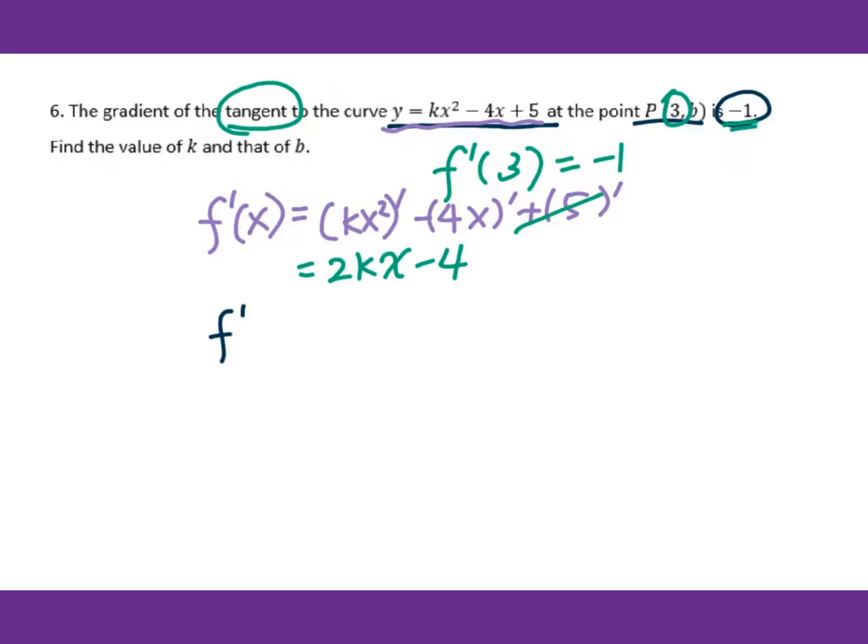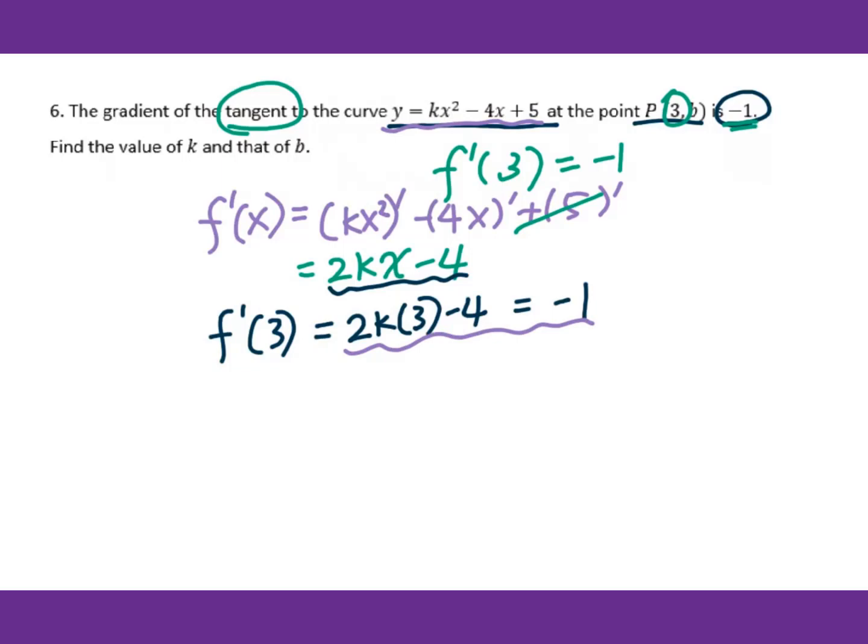Then we plug 3 into this derivative function. You will get 2k times 3 minus 4. We will set it equal to -1. Then solve this linear equation for k. You will get 6k minus 4 equals -1. So 6k equals 3, adding 4 to both sides. k equals 3 over 6. That is 1 over 2.